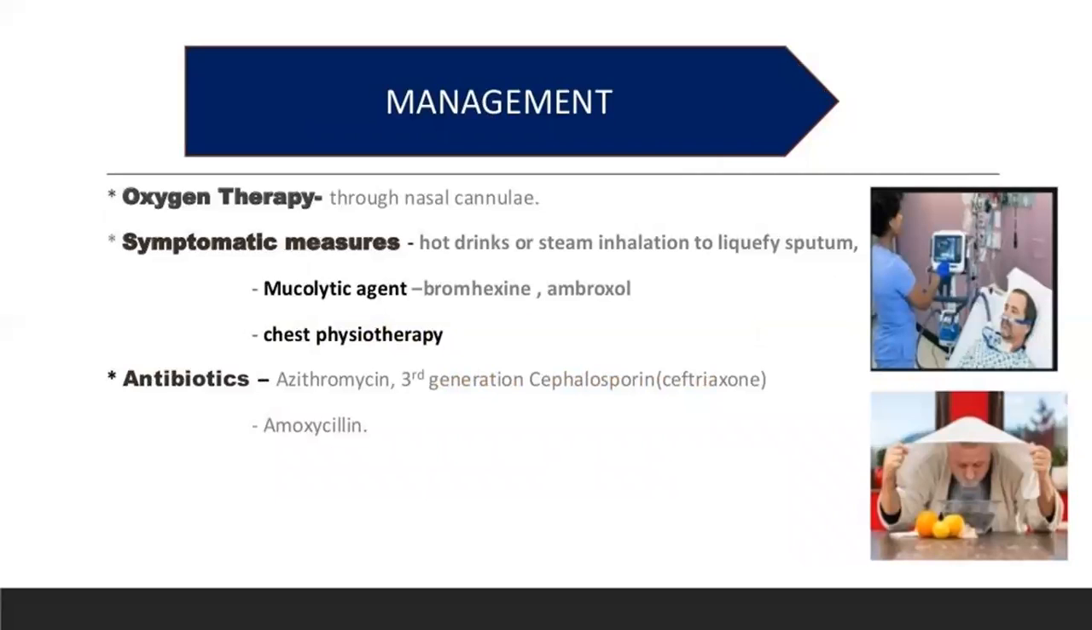The management also includes oxygen therapy through nasal cannula, and symptomatic measures may include hot drinks or steam inhalation to liquefy sputum. Mucolytic agents include bromhexine and ambroxol, and chest physiotherapy. Antibiotics include azithromycin, third generation cephalosporin, and amoxicillin.